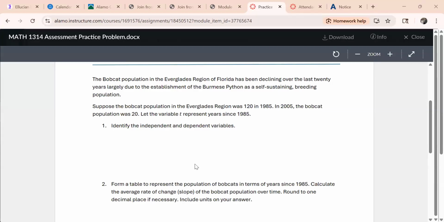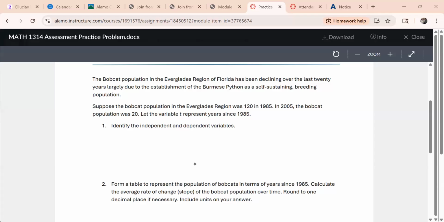So the bobcat population in the Everglades region of Florida has been declining over the past 20 years, largely due to the establishment of the Burmese python as a self-sustaining breeding population. Suppose that the bobcat population in the Everglades region was 120 in 1985. In 2005, the bobcat population was 20. Let the variable t represent years since 1985.